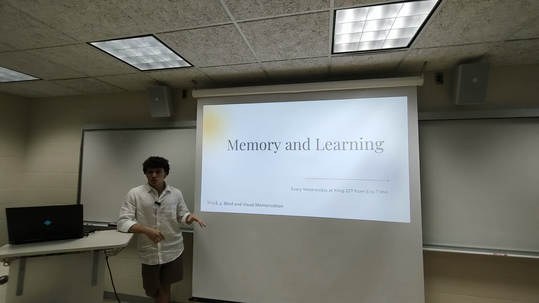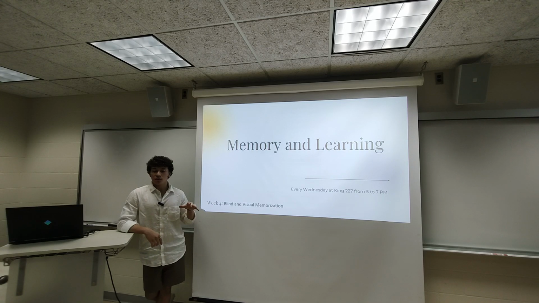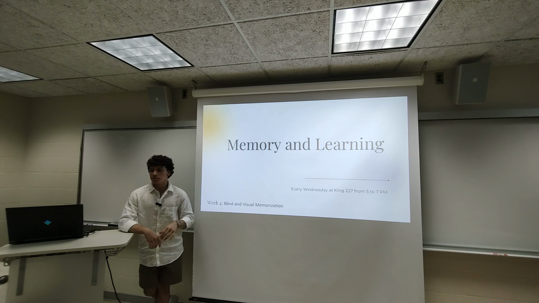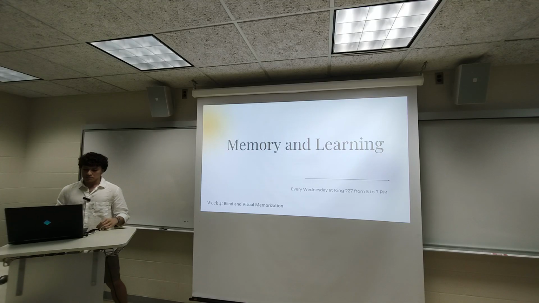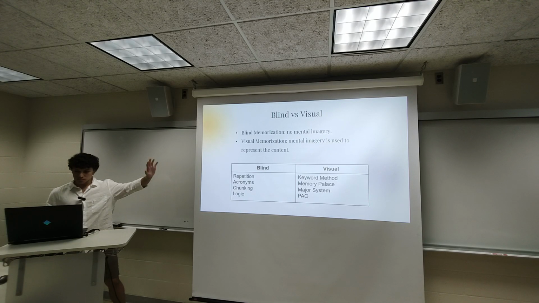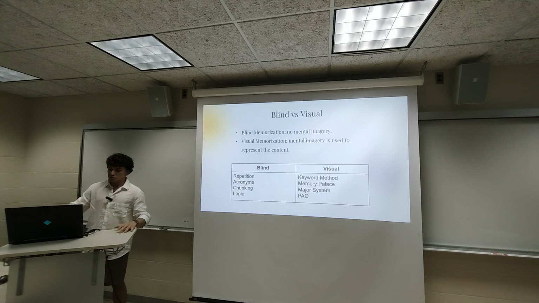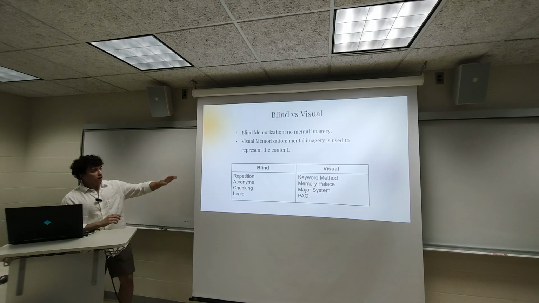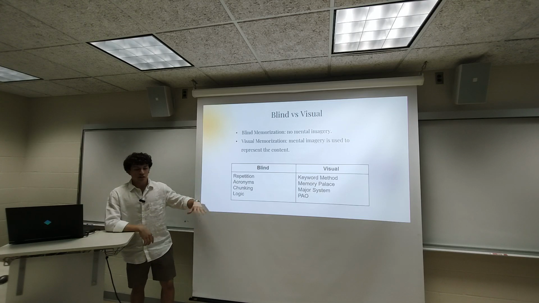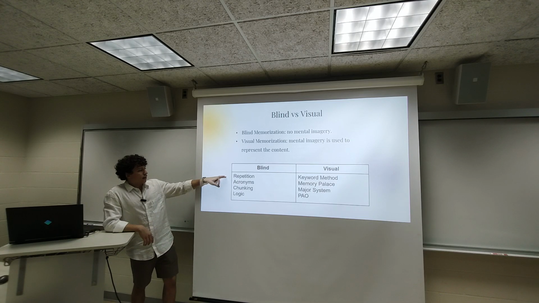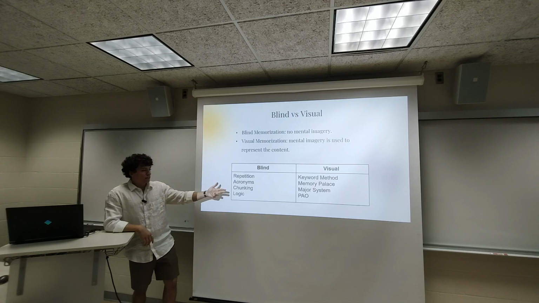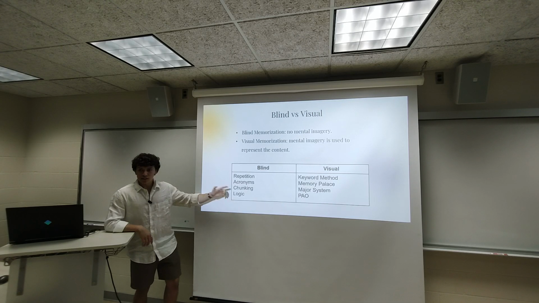But in this course we are also going to learn a lot of methods that involve visualizing things. You're going to memorize something by visualizing, by converting it into an image. Since blind memorization is simpler to understand, I'm going to start with it. Blind memorization has no mental imagery. Visual memorization has mental imagery used to represent the content. Here are some examples of methods, if you want to search later. I'm not going to cover all of them today, but in the course, and all the blind methods I'm going to cover today.